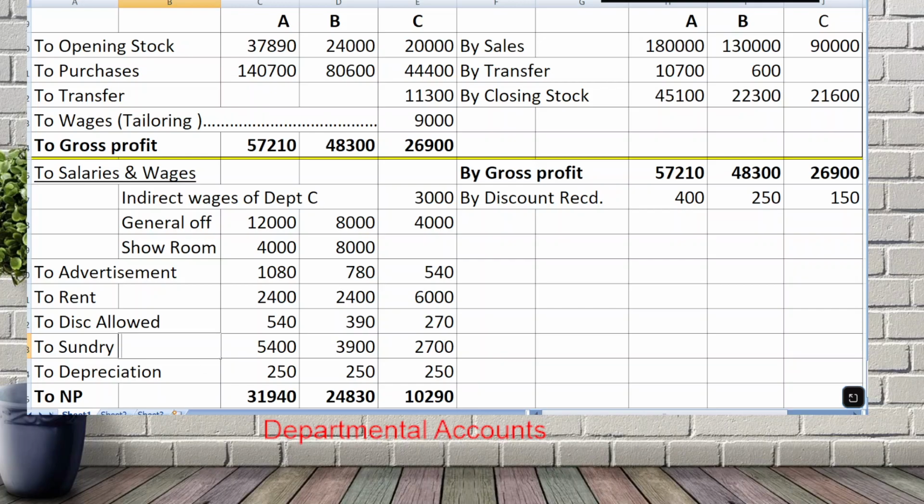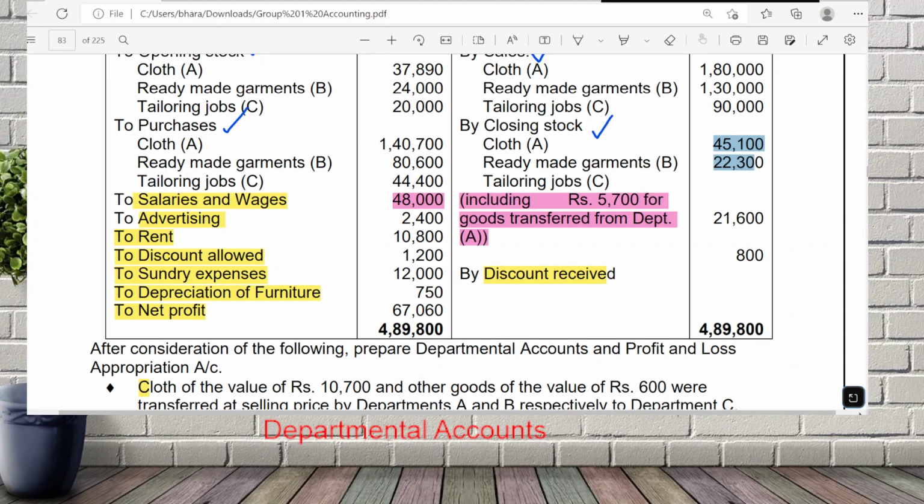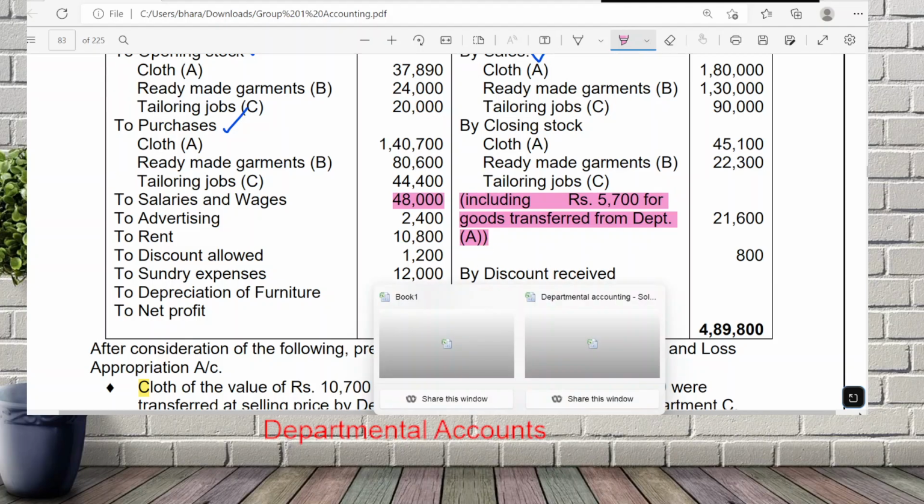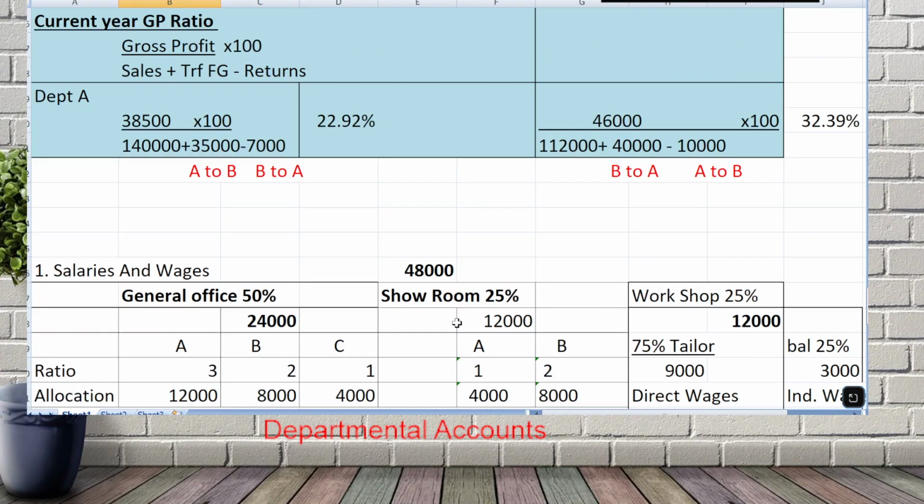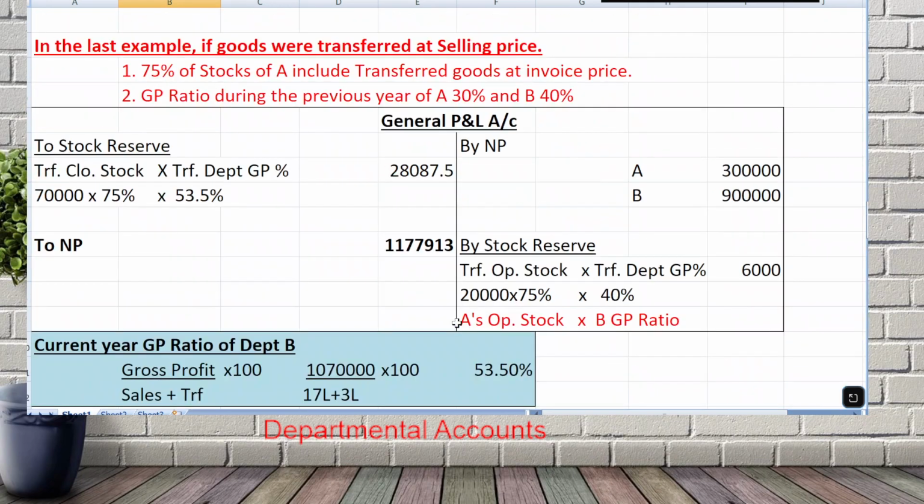Have we copied this or taken it up? General P&L account. Any answer for the gross profit ratio? Sales plus transfer, set on which department? Okay, why A department? Look, including 5,700. Including how much? 5,700 of goods received from which department? A. So you have to take A's GP ratio. You have to take which ratio? A's GP ratio. Let us start with the general P&L account.